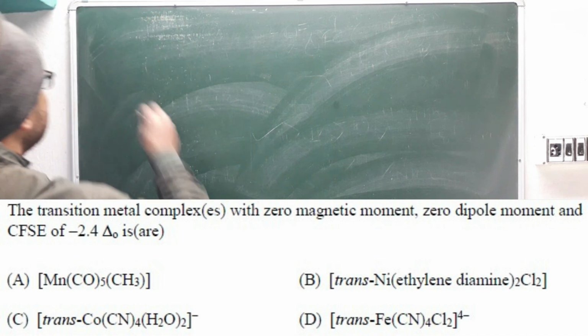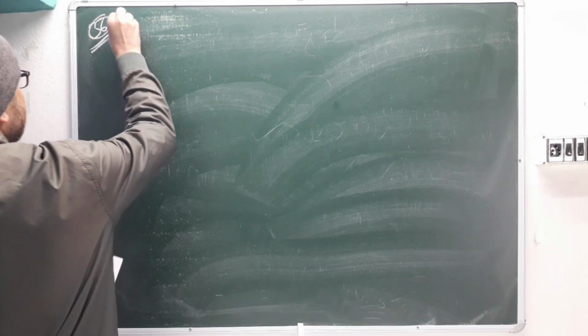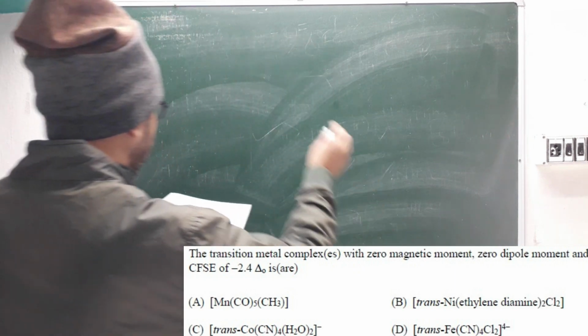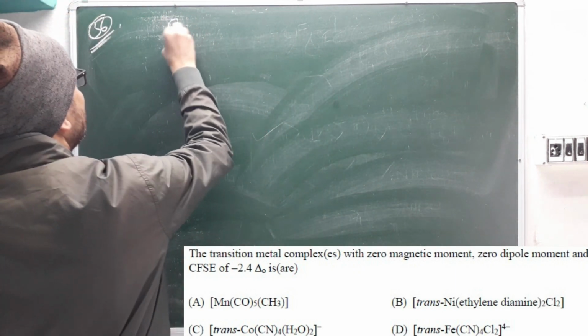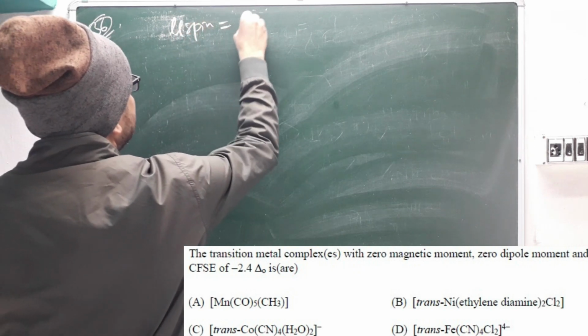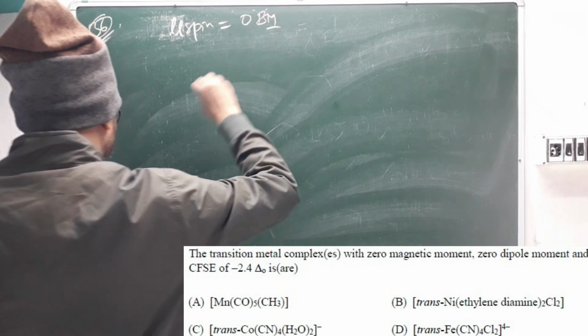So now question number 36 from the same year, 2020, right? The transition metal complexes with zero magnetic moment. Zero magnetic moment means the Bohr magneton value, mu spin-only value, is 0 Bohr magneton, okay?